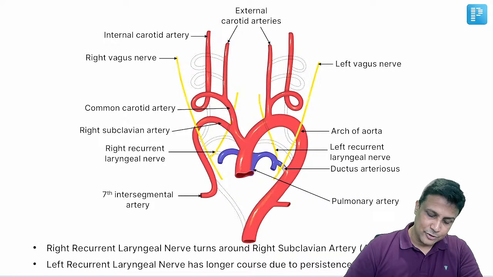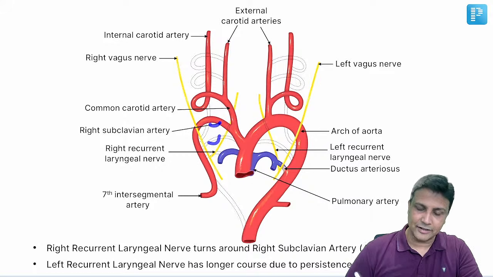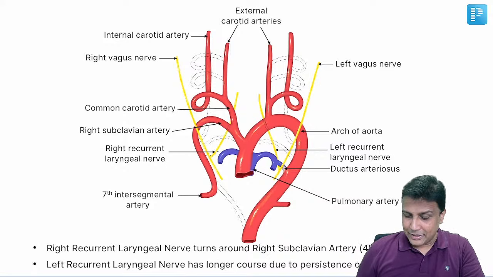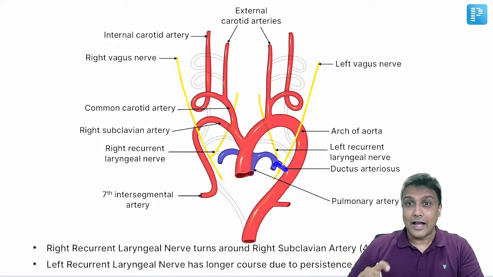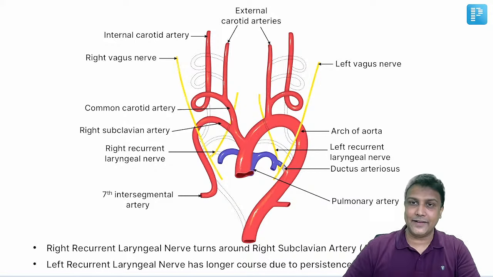On the right side, what is going to happen? Nothing is formed from here and nothing is formed from here. That is why on the right side, the right recurrent laryngeal nerve is going to move up and take a turn around the right subclavian artery. Whereas on the left side, what is going to happen? The ductus arteriosus will be formed here, and after birth, it will be closed to form the ligamentum arteriosum. And that is what does not allow the left recurrent laryngeal nerve to go up.